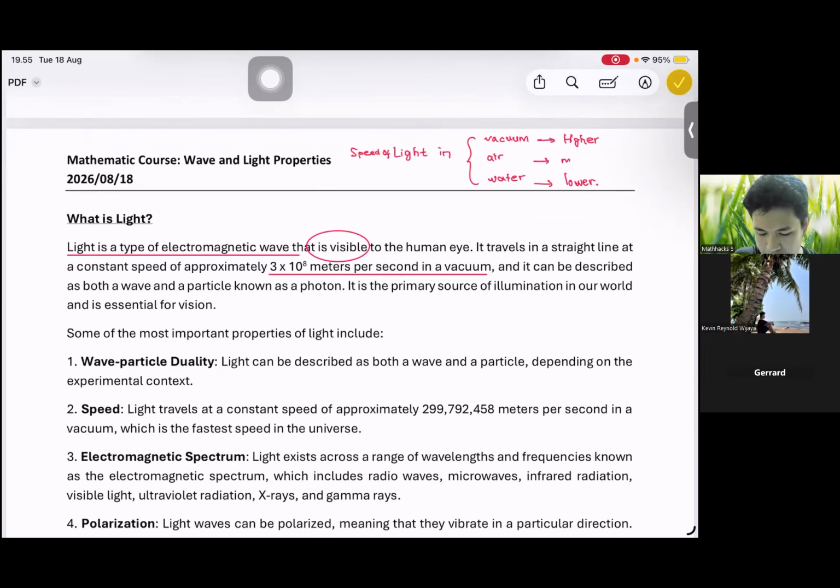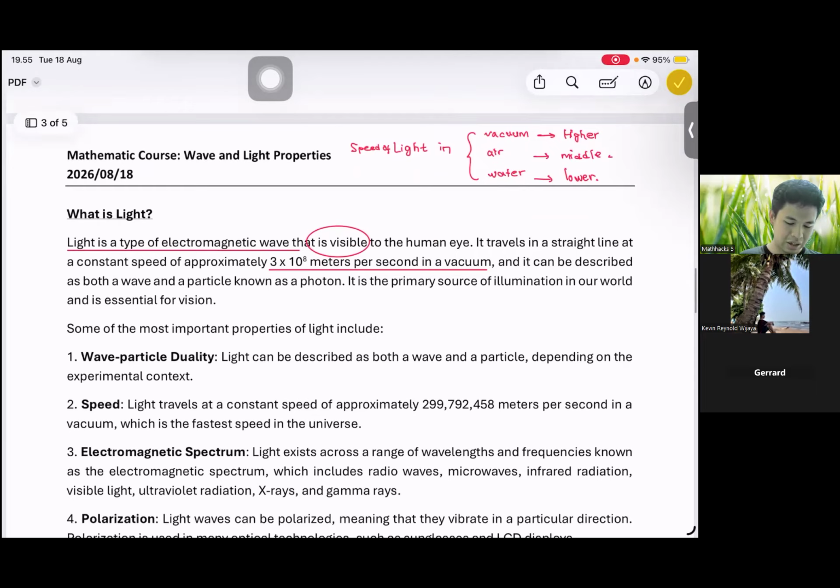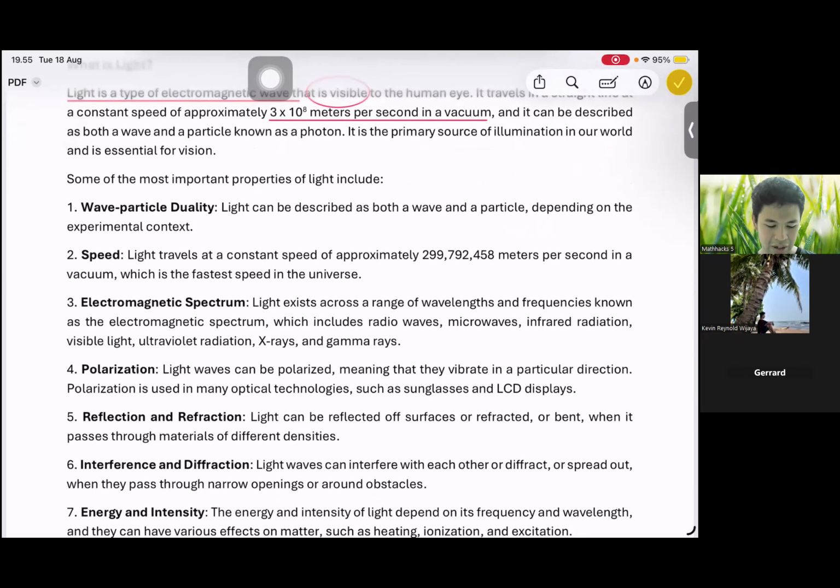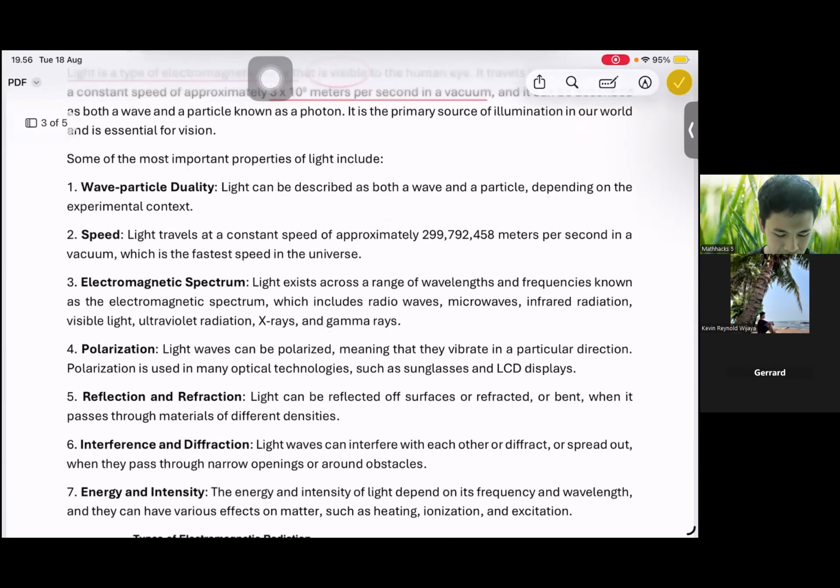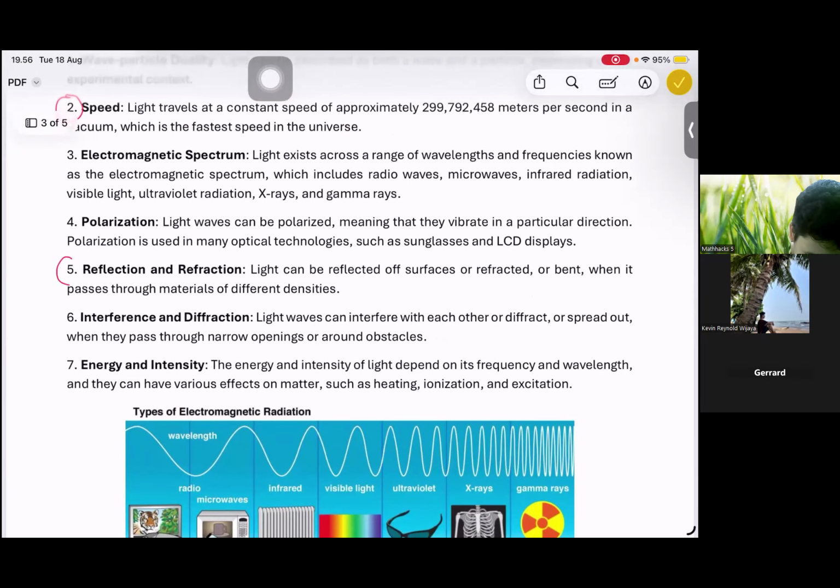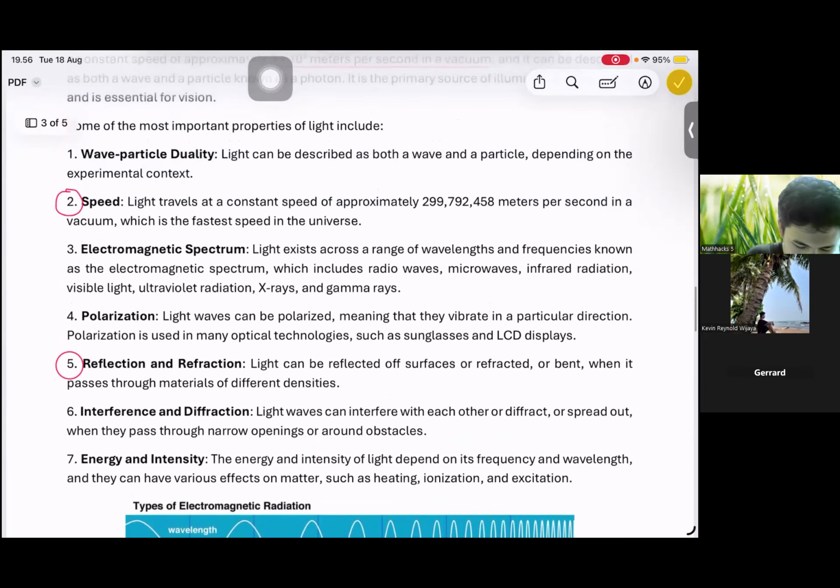Okay. Also, there are some important properties of light. There are a lot of properties of light. I will spoil you: you will learn about light until you are in university or maybe higher. But for your grade, you will also learn about this one: the speed of light, and then reflection and refraction.